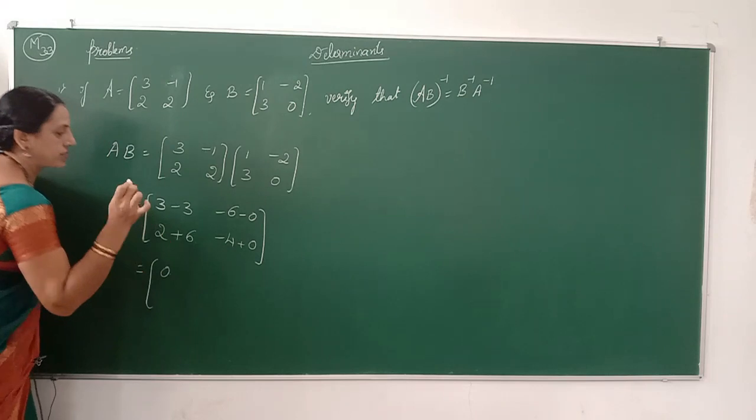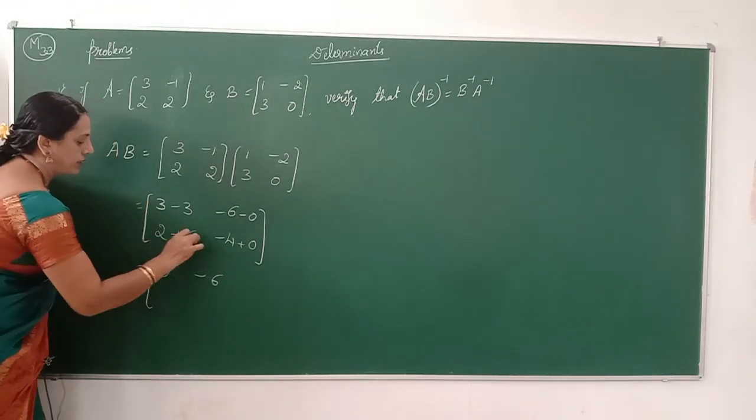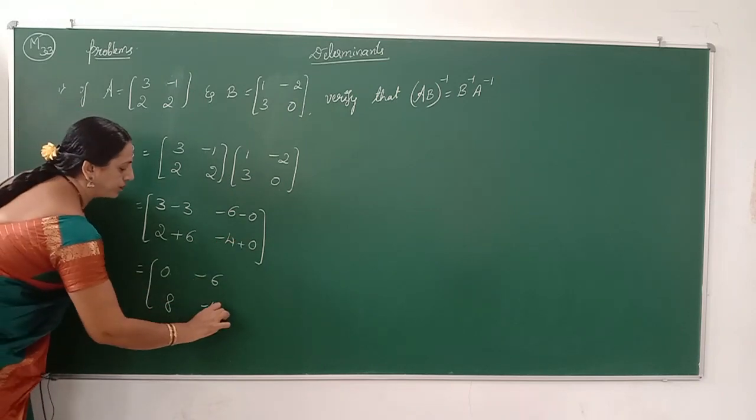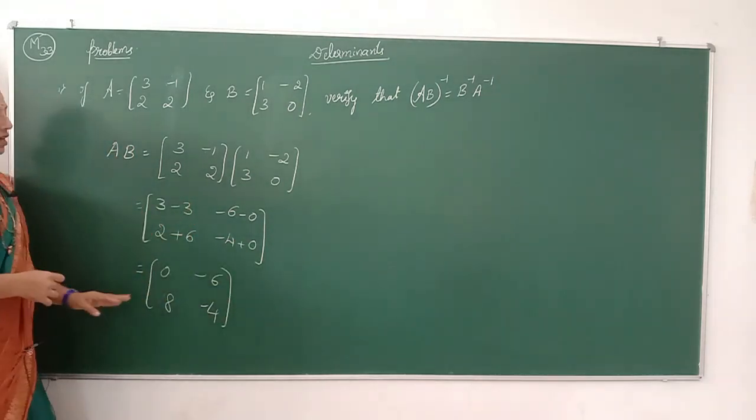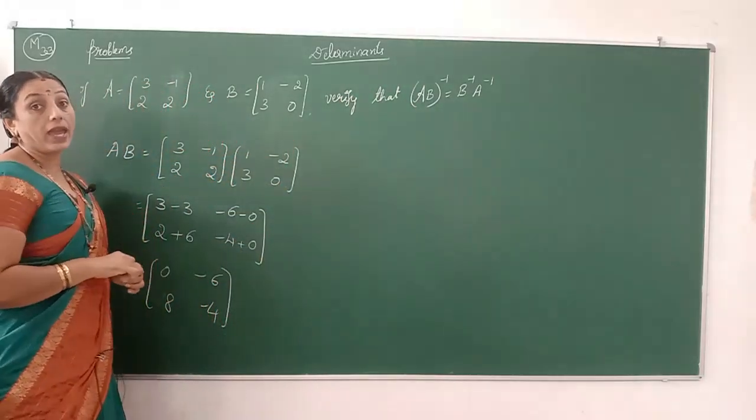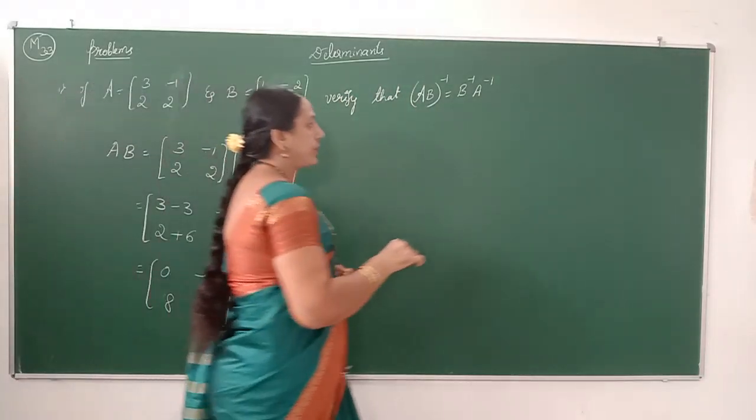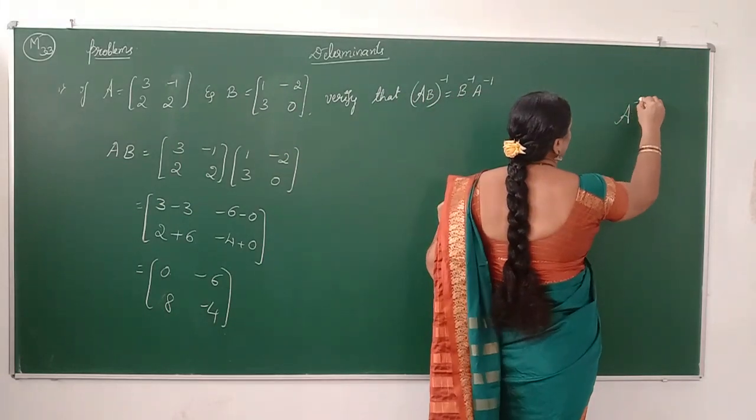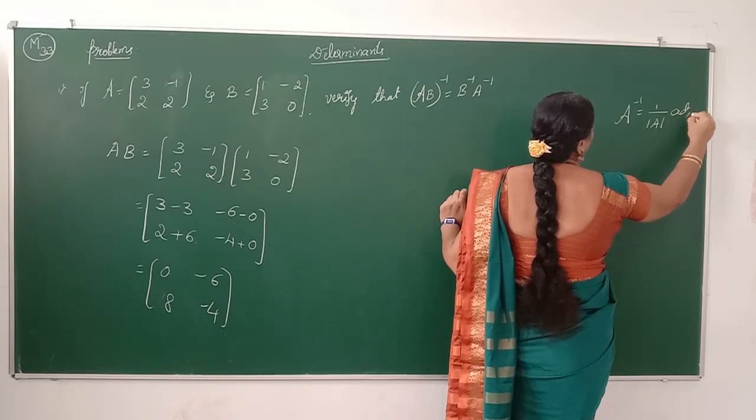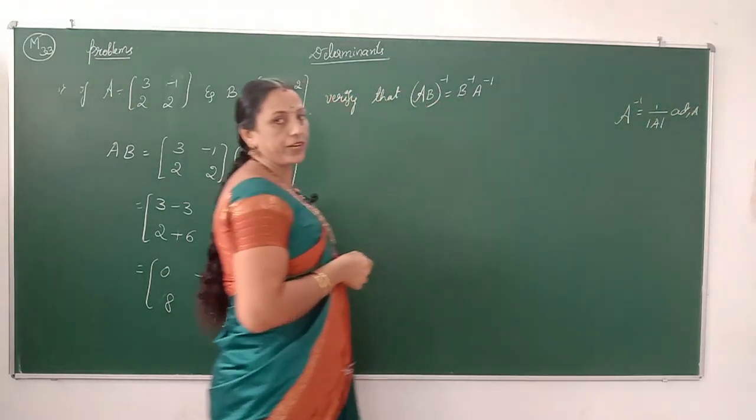3 minus 3 is 0, minus 6. 6 plus 2 is 8, minus 4. These are the elements of AB. Now to find the elements of A inverse, what is the definition or formula for A inverse? A inverse is defined by 1 over determinant of A into adjoint of A.